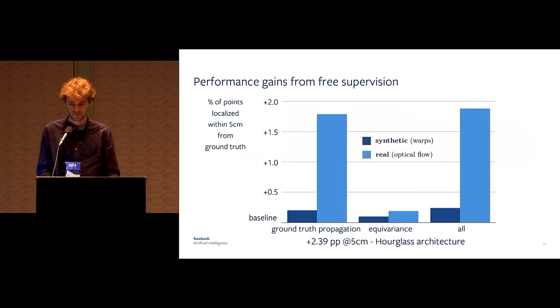In our experiments, we show that the improvements that we get from real motion, shown in light blue, are significantly larger than those of synthetic warps in dark blue. We also show that ground truth propagation results in better accuracy than equivariance, but the combination of the two, shown on the right-hand side, is the best. In addition, we explore architecture variations, finding that the hourglass family of networks can give a significant boost of up to 2.39% compared to the ResNeXt architecture used in the original DensePose. Many more results are available in the paper.